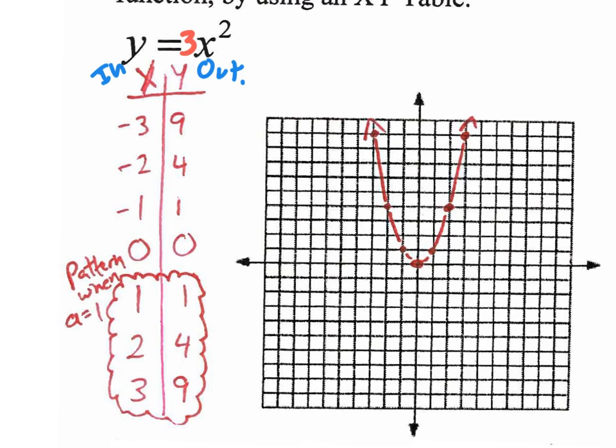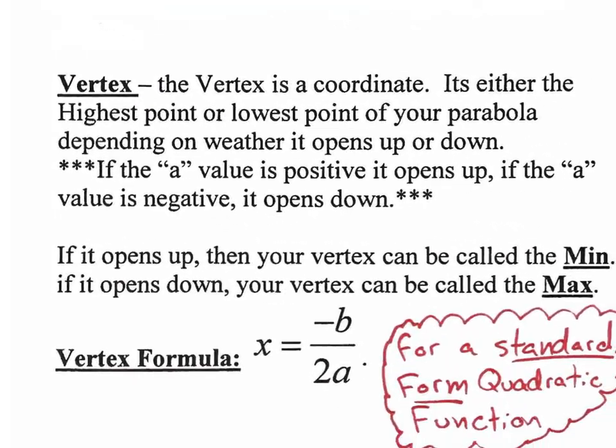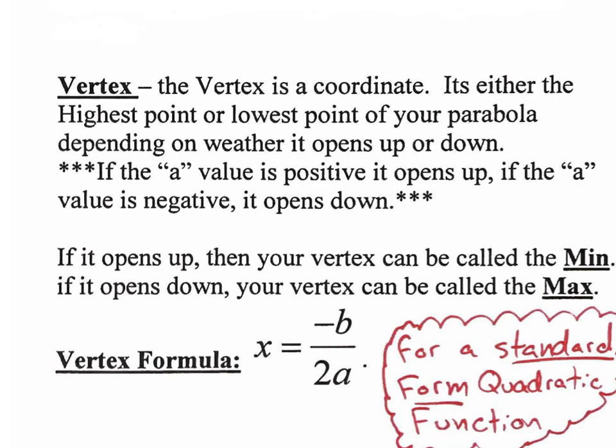And this is stuff that we should already know. We did this in the first quarter. Everybody cool with that? It's all a review right now so far. The vertex, we already know that the vertex is the highest or lowest point. We know it's a coordinate. It's the most important point when graphing a parabola.